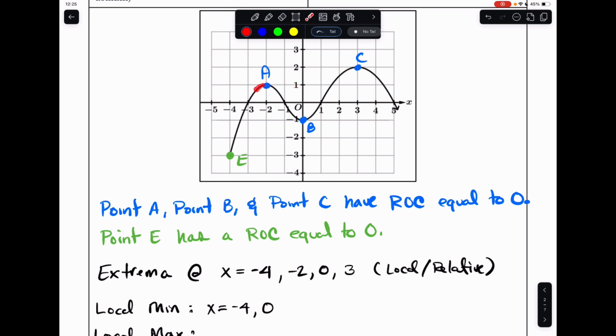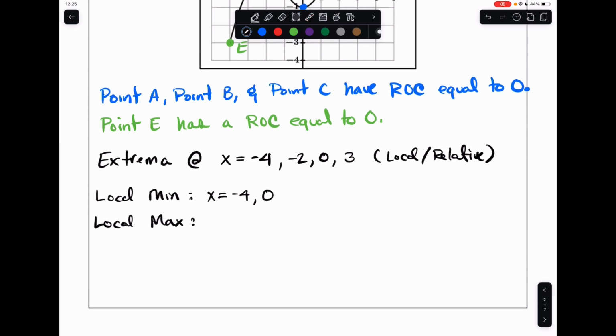Of these points immediately to the left and to the right, +1 would be the highest y value, which is what A has. A has a y value of 1, and C has a y value of 2. So relative to the points in that small section around 3, the y value of 2 is going to be the highest of these points to the left and to the right of C. So our local max is located at x equals -2 and at x equals 3.